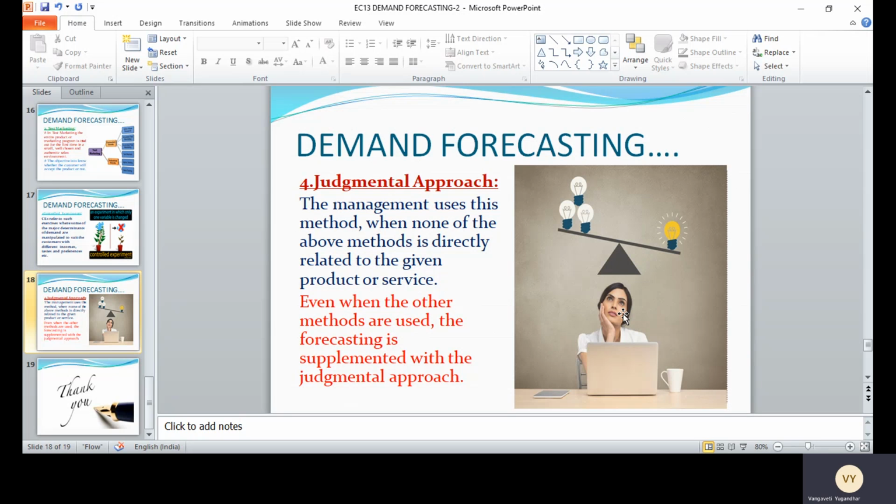So that's all regarding our demand forecasting methods, dear students. If you have any doubts, you can express them. Otherwise, let us stop our discussion for today.